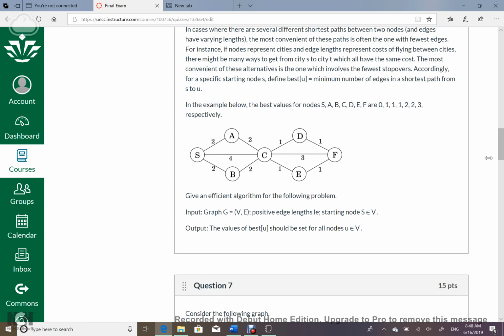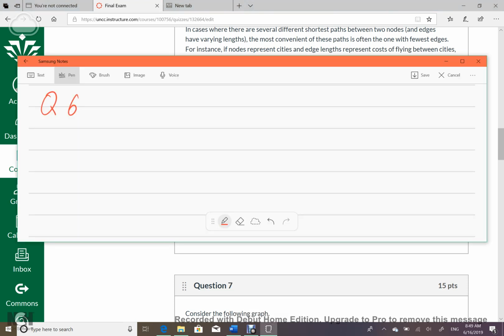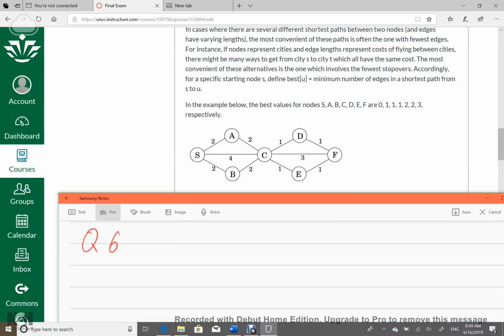Give an efficient algorithm for the following problem. Input: given graph G equal to (V, E), positive edge length L(e), and starting node S belonging to V. The output of this calculation is the values of best of U, which should be set for all the nodes, just like this one, right? Okay, for this question, how can we think about this question?